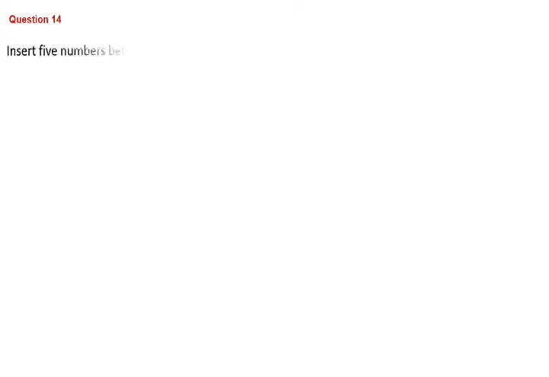Next we shall discuss question number 14. Insert 5 numbers between 8 and 26 such that the resulting sequence is an AP. So there are two numbers given to us, 8 and 26, and we have to insert 5 more numbers between these two numbers. And when we write these numbers, it should form a sequence. The resulting sequence must be an AP. That is the question.